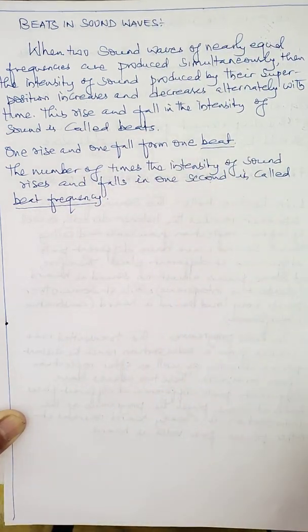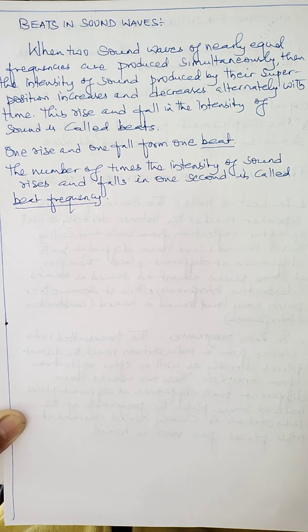So beat is one of the phenomena that you can see produced in sound wave, but this is due to the superposition of two or more than two sound waves. And basically we deal with two sound waves. So how many sound waves? At least two sound waves.